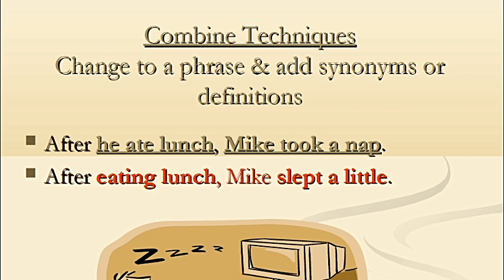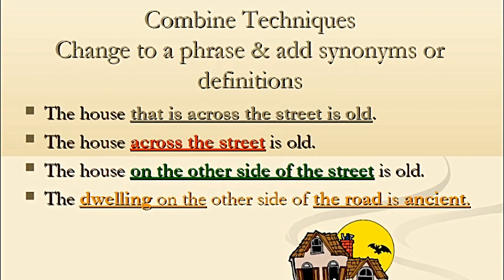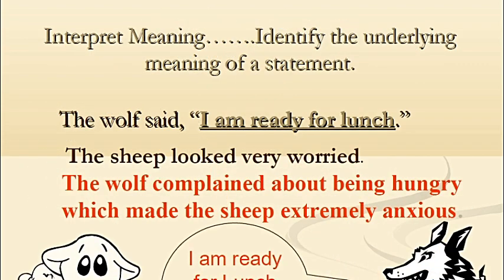Now let's discuss combined techniques, change to a phrase and add synonyms or definitions. After he ate lunch, Mike took a nap. After eating lunch, Mike slept a little. It means a nap means a light sleep, and a little sleep gives us the same sense. Now you can have these things. So we have got more examples here.